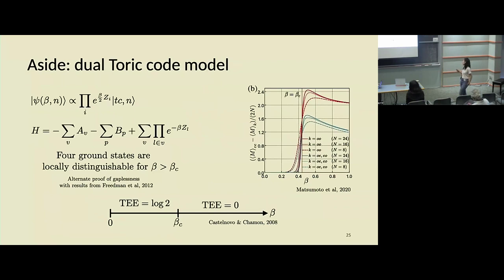People also study this in numerics. And using those properties of 4 degenerate states that are locally distinguishable, you can also use some lemmas in this paper here to show that this Hamiltonian does not belong in a family of gapped Hamiltonians, at least if in the original Ising picture the interactions were all Z2 symmetric. They also computed that the TEE goes from log 2 to 0, and it's always area law for any beta.